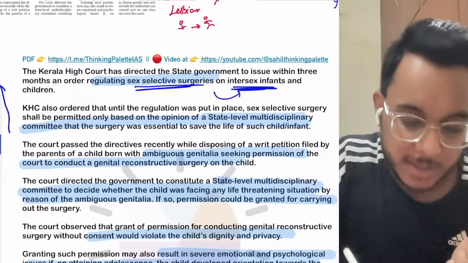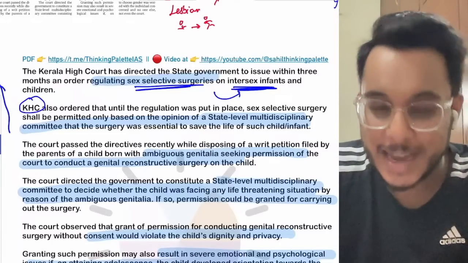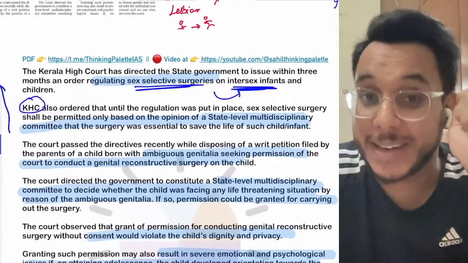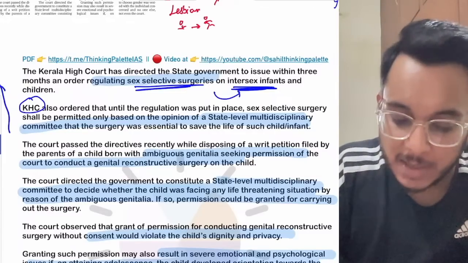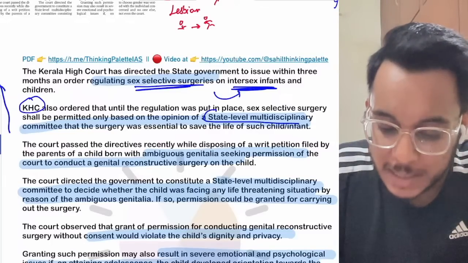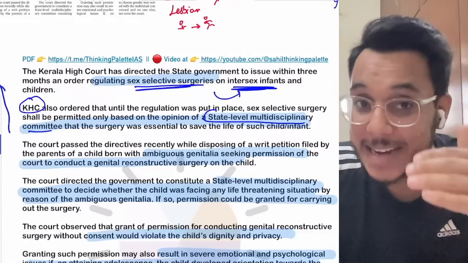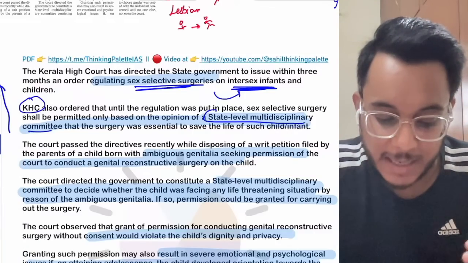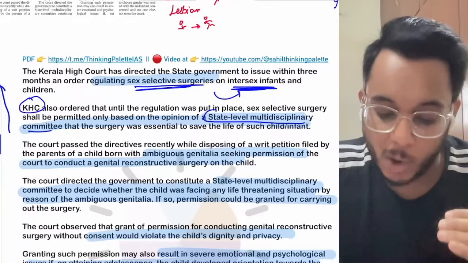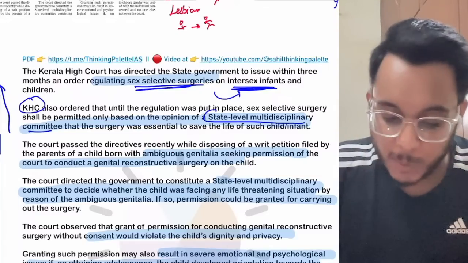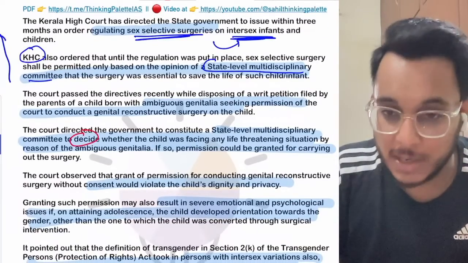Now, in this direction, the Kerala High Court has given one particular judgment. Kerala High Court provides that these kinds of surgeries are to be regulated. And for that, Kerala High Court has provided that we will establish a state level multidisciplinary committee. The state level multidisciplinary committee will advise whether the sex reconstruction surgery is to be done or not.